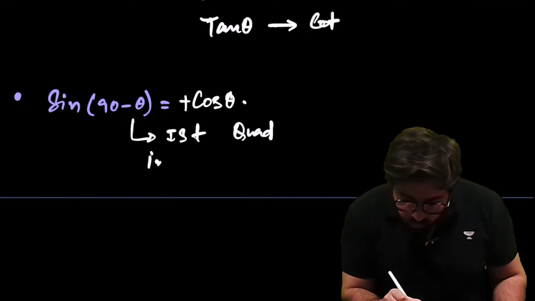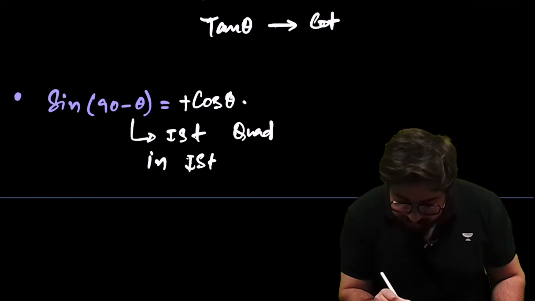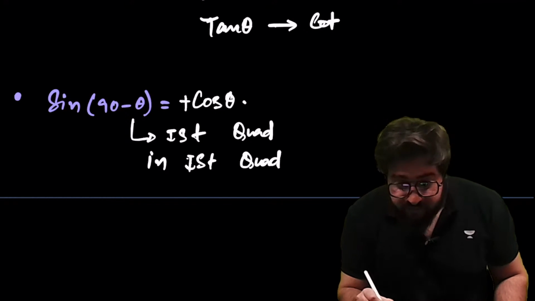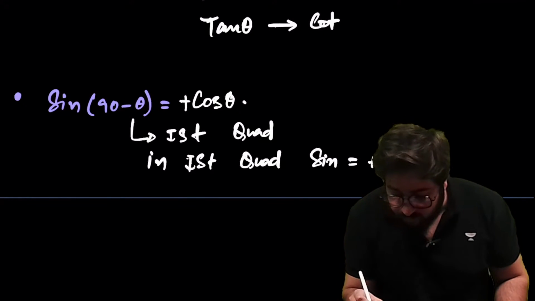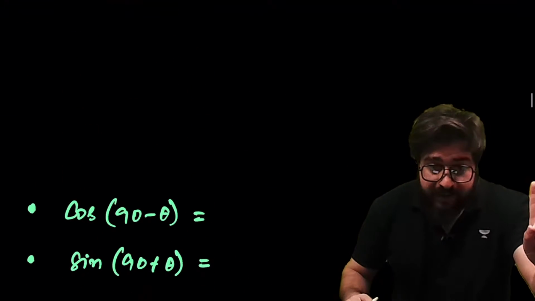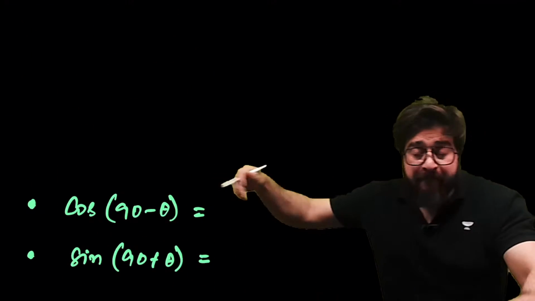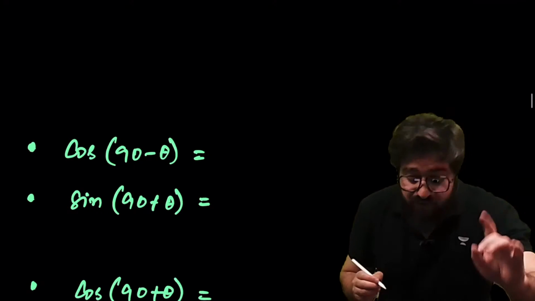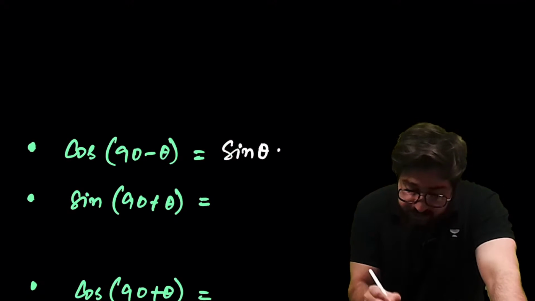And in first quadrant, we say sine is positive. Because we are changing the sine function to cos. Now see, let me write cos 90 minus theta. Sir, cos function we can change into sine function. So it is sine theta.